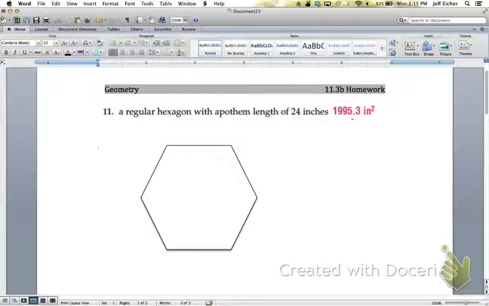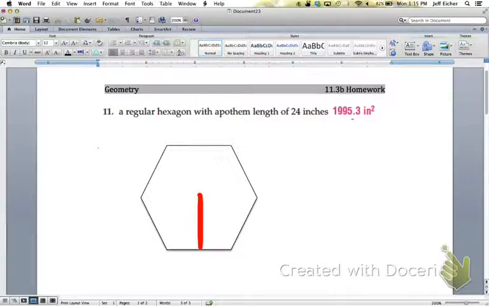Question from the homework, number 11: a regular hexagon with apothem length 24 inches. Find the area of the regular hexagon. So, the center of the hexagon is right about there. The apothem is that length right there.